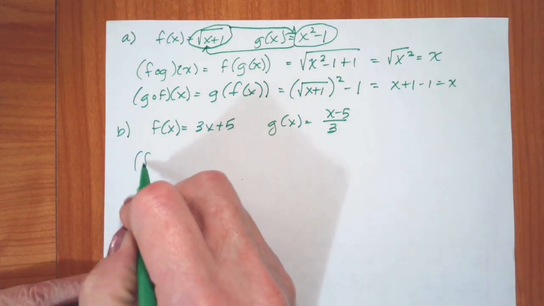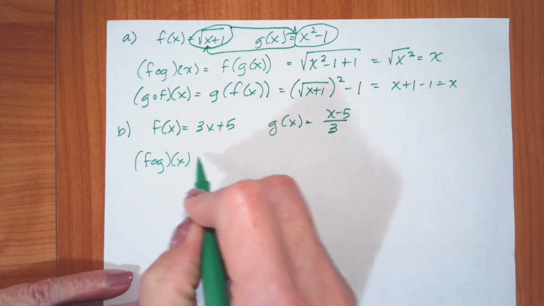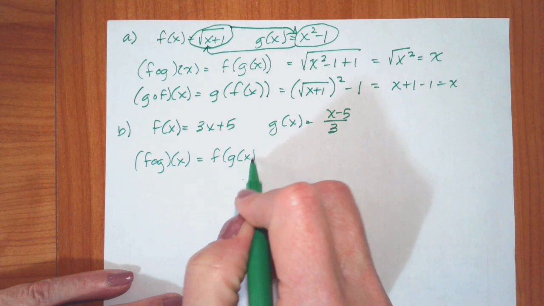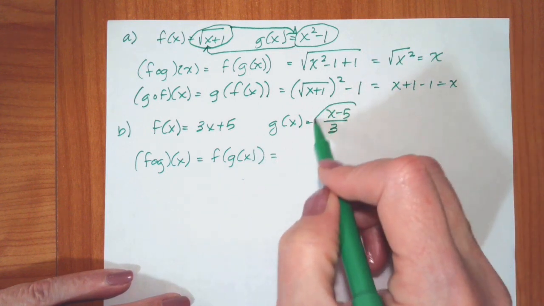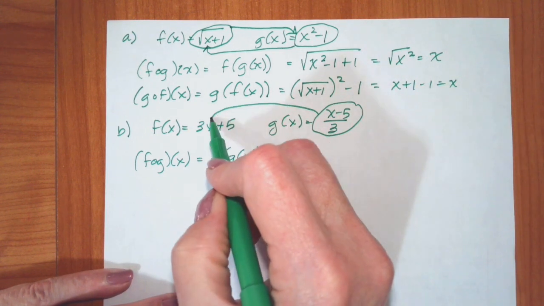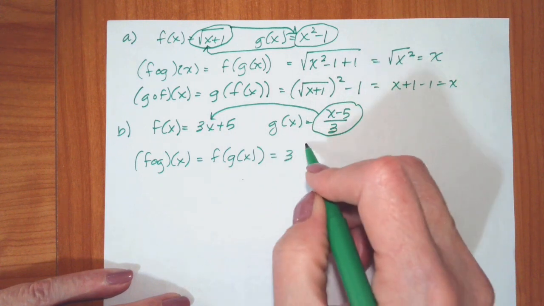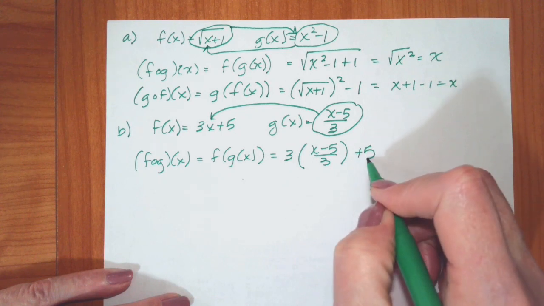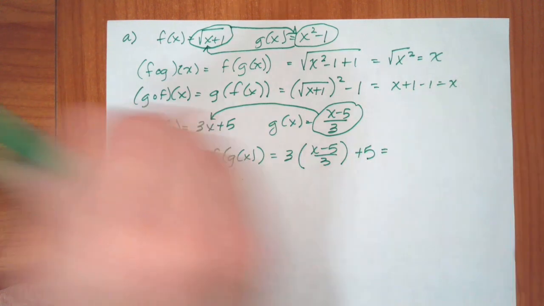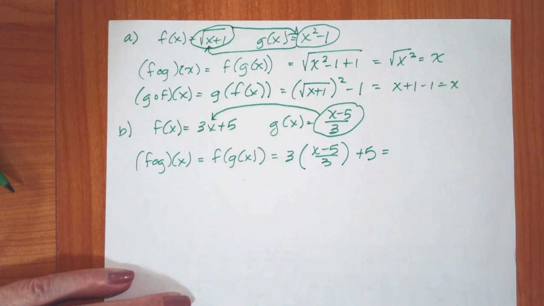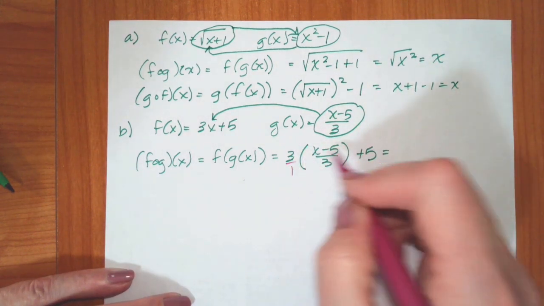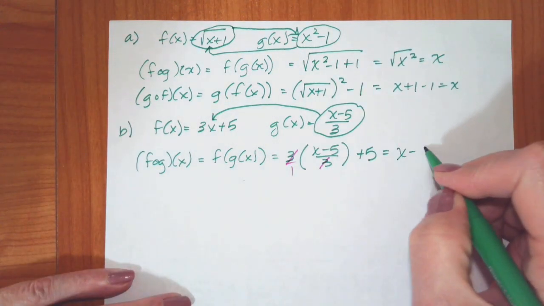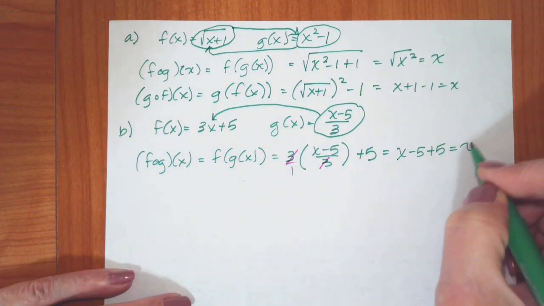I'm going to do f∘g of x, which means I'm going to take the g function and put it inside the f function. So this becomes 3 times (x minus 5) over 3, plus 5. And here, if this is 3 over 1 times this, I can cancel out the 3s. So this becomes x minus 5 plus 5, which is x.